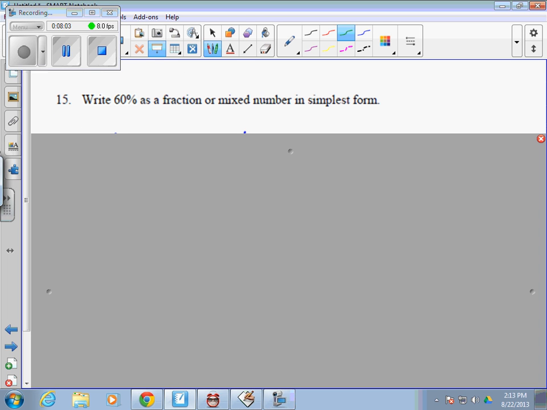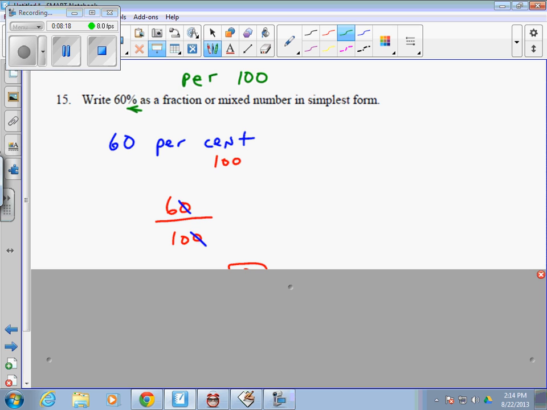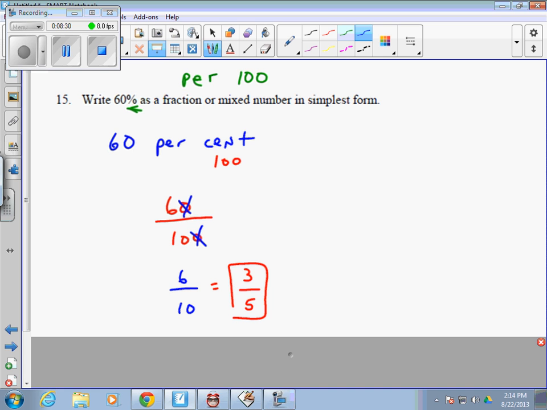Number 15, write 60% as a fraction or mixed number in simplest form. Again, percent means per 100. So 60 percent means 60 over 100. The first thing you can do once you have 60 over 100 is cancel out a 0 from each of them. So now you're left with 6 over 10, a much smaller fraction to deal with. But there's a number that goes into both 6 and 10, because 6 over 10 is not a simplified answer. It's the number 2. 2 times 3 is 6, and 2 times 5 is 10. Therefore, 3 over 5 is your simplified answer.